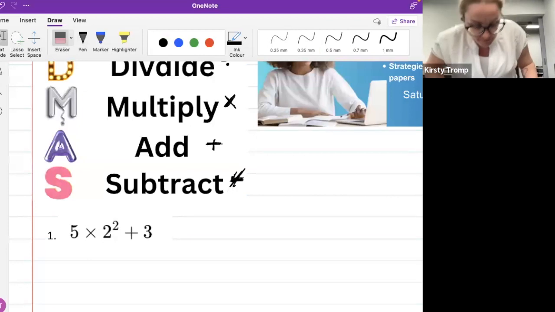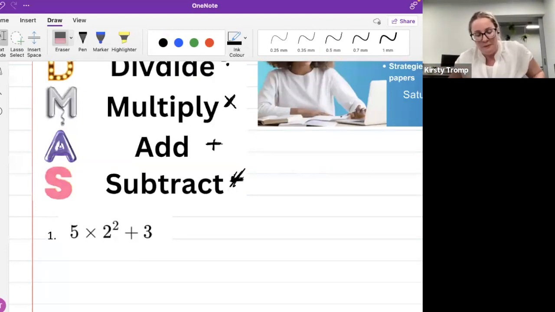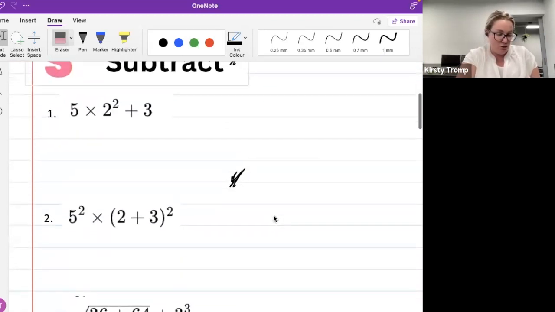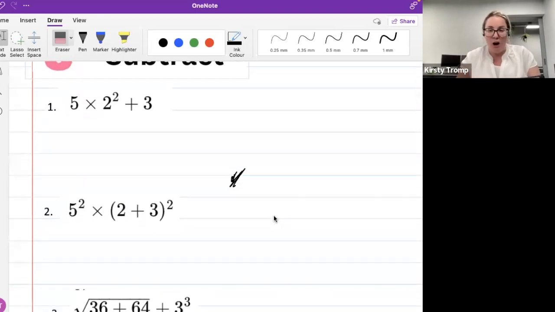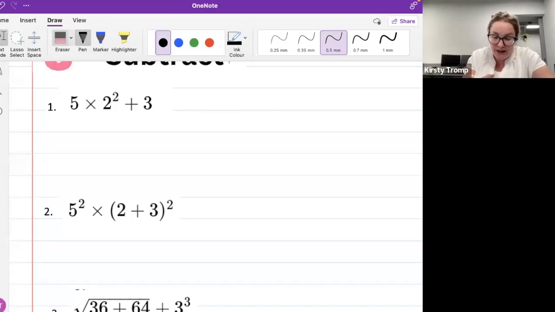All right, so my first sum that I've got on my screen there for you is 5 times 2 to the power of 2 plus 3. If I'm following BODMAS, everyone, and going through my sums, I need to look first for the B. So I'm looking for brackets. I look at my sum. Do I see any brackets? No. So there are no brackets in this sum.